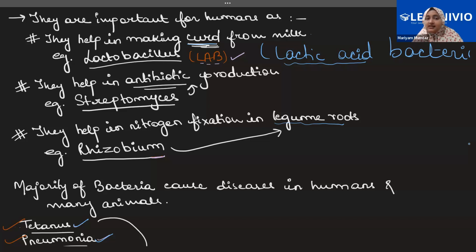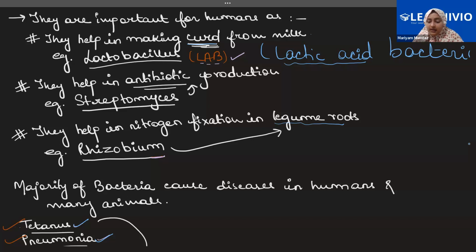Streptomyces is the bacteria that helps in antibiotic production. Okay. Now, the leguminous plants and their roots: legume plants require a lot of nitrogen for their development. This nitrogen is actually provided to them by a bacteria known as rhizobium.